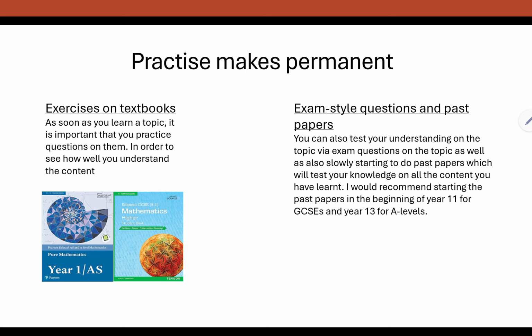learned a long time ago, it is important that you practice questions on the topic. This can be done through exam questions on the topic. As soon as you learn a topic, it is important that you practice questions on them in order to see how well you understand the content and if you remember them.